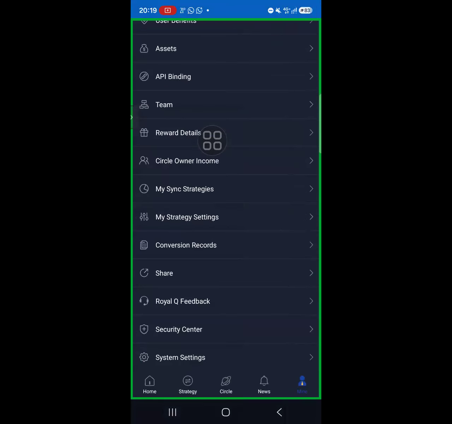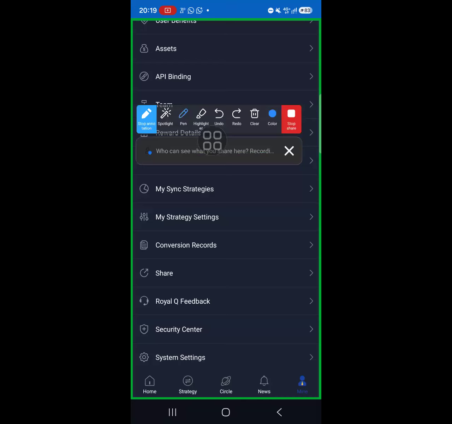But my focus is not on the system setting. Here, under this interface, there is what we call my strategy setting. This is very important. There are other features that you use, like communicating to VIO or to RoyalQ on the feedback here, but our focus is on the strategy setting. It says my strategy setting.